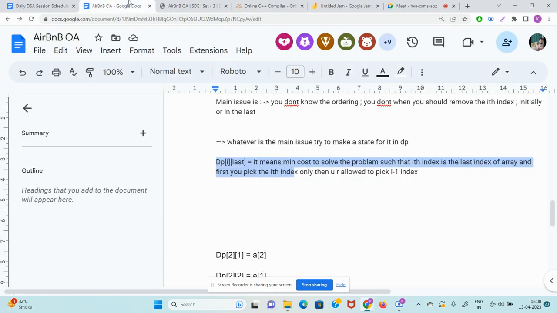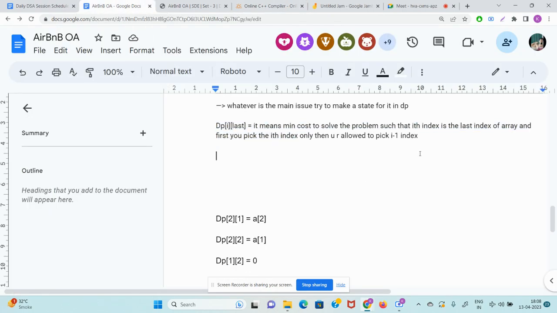So, guys, DP of I of last is clear. Now, someone tell me what will be the meaning of DP of I of second last. Very, very important. DP of I of second last. Tell me in the chat. DP of I of last is clear: first you pick the I index, only then pick the I minus 1 index.